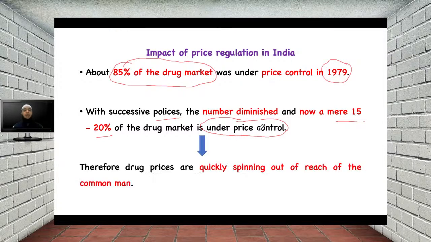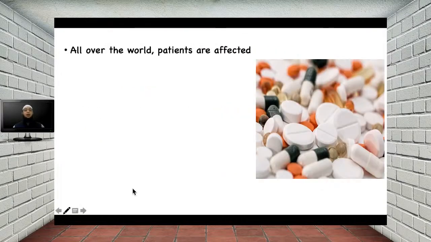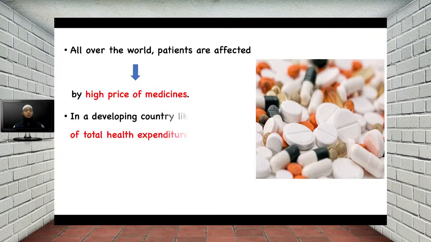Since that is the case, drug prices are quickly spinning out of the reach of the common man. Earlier, even the drugs were within the reach of the common man, but now the price of the drug is spinning out of reach. As a result, patients all over the world are affected. This is not only the case in India, it is happening in the entire world, and patients everywhere are affected by the high price of medicine.